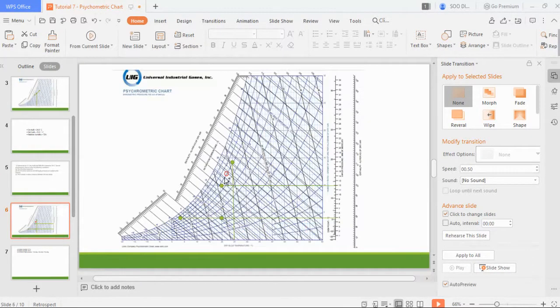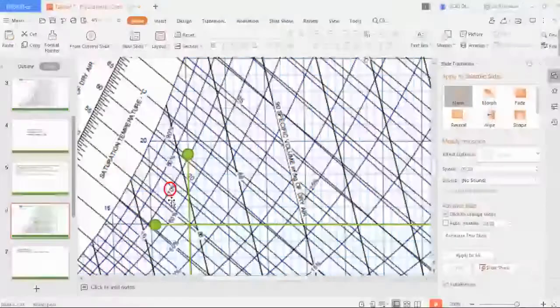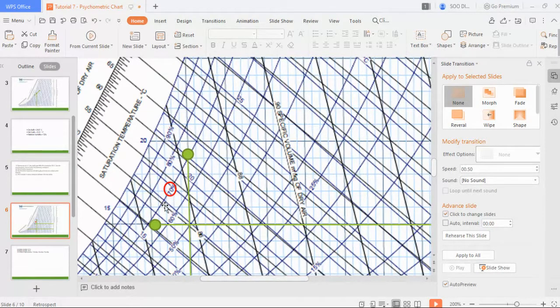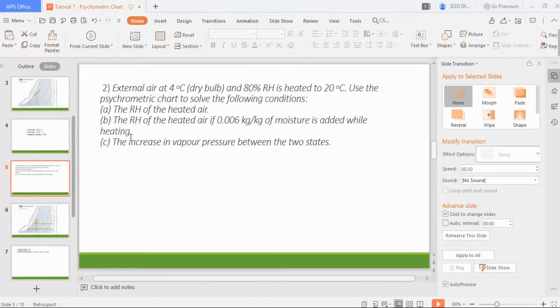You have 68% of your RH, so it's close to 70%. And finally, C, what is the increase in vapor pressure between the two states?